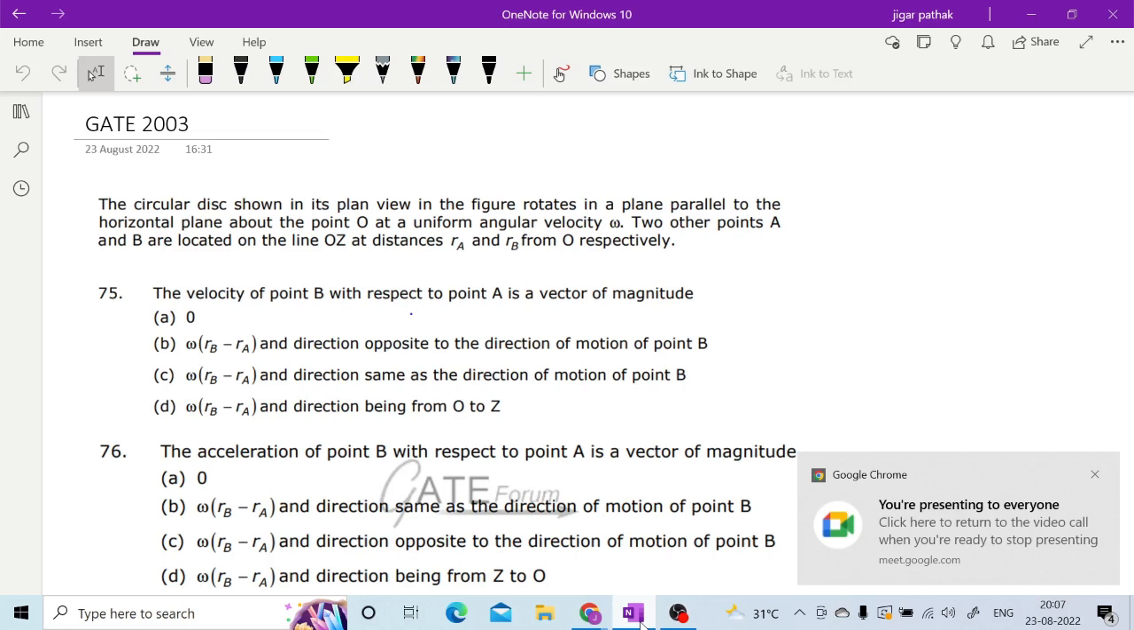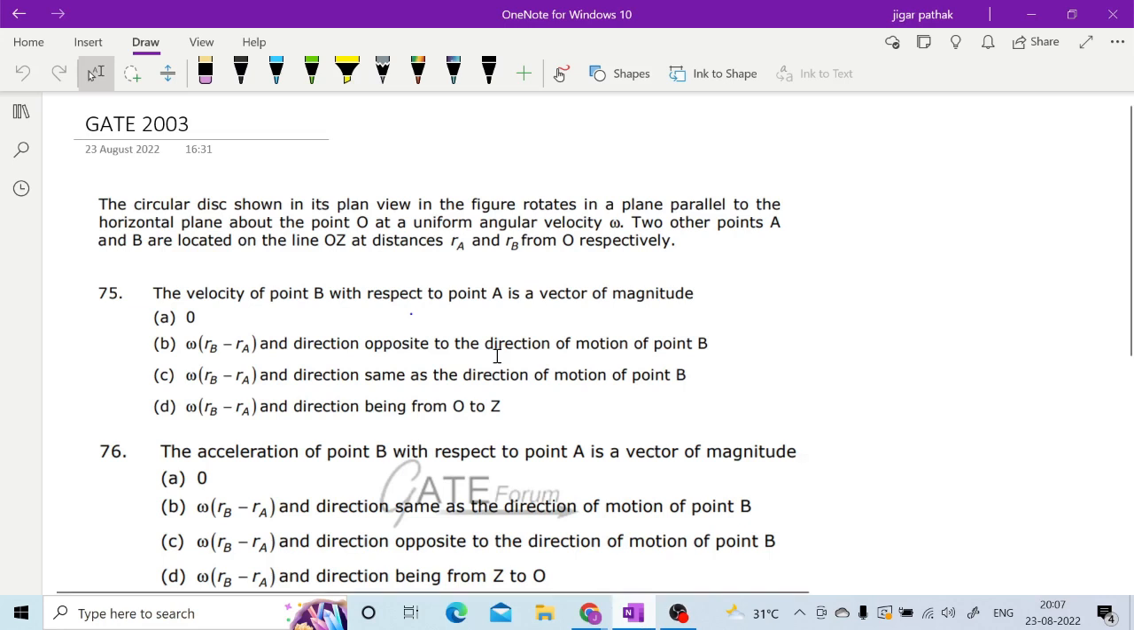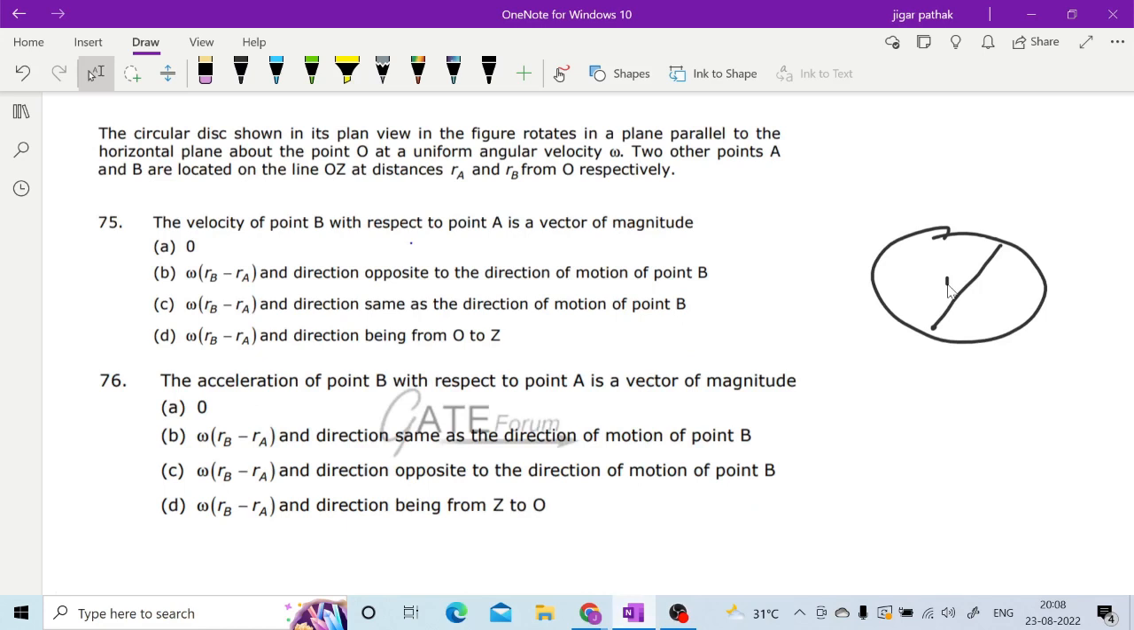Before that, we can solve this question from GATE. Okay, sir. Yes, so let us see the questions. Here the circular disc has actually, it is not shown here, so let me show you. You are having a circular disc, and it is having a point O, and with respect to that you are having points A and B. So you have a circular disc with this point O and points A and B.